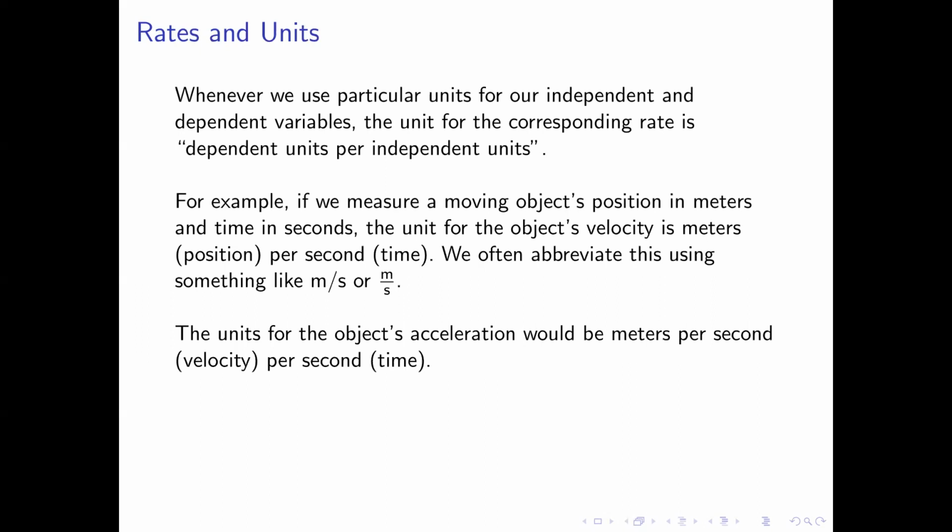If we switch the rate we're talking about to acceleration, now the dependent variable unit, if we're using the same basic units to start with, will be meters per second. Because in the case of acceleration, the dependent variable of our function is velocity. So our dependent unit is meters per second. Our independent variable, or our unit for our independent variable, is still seconds for time. And so our acceleration units would be meters per second per second.